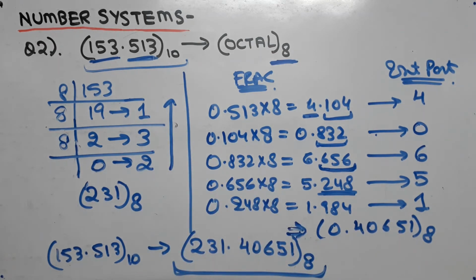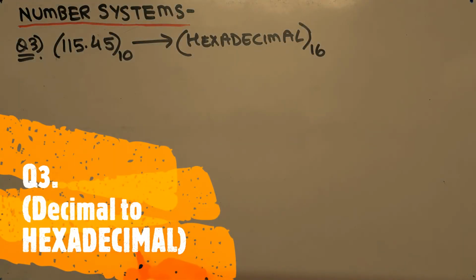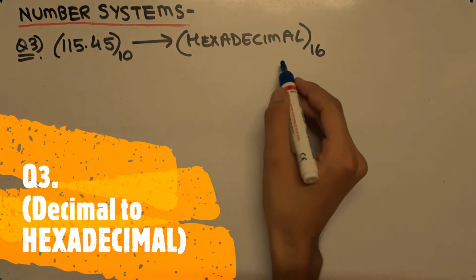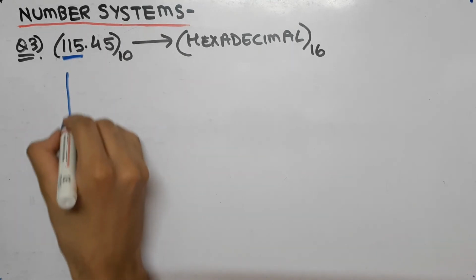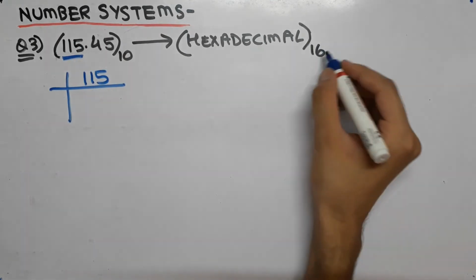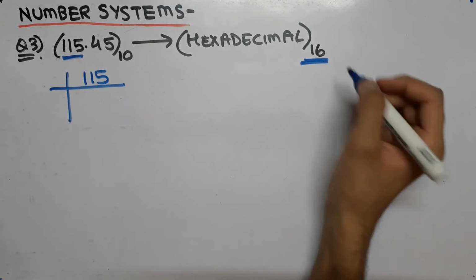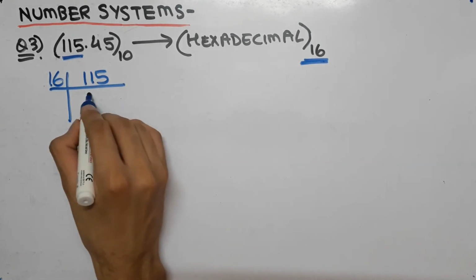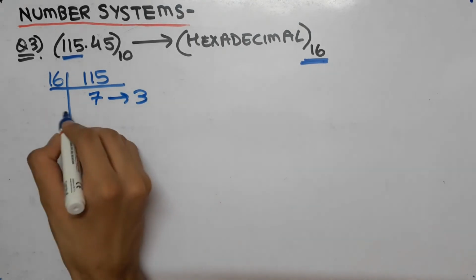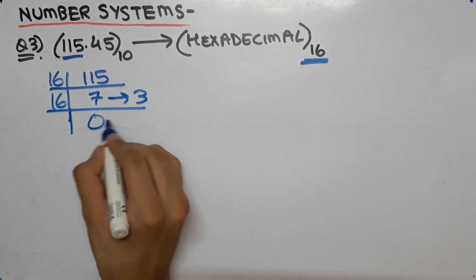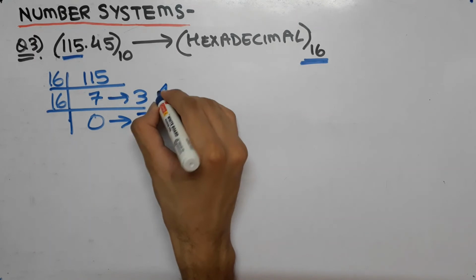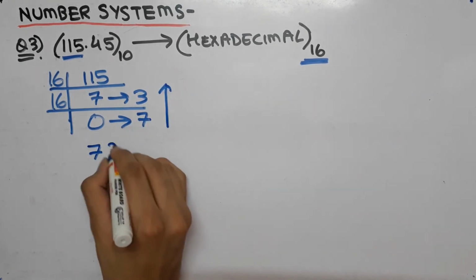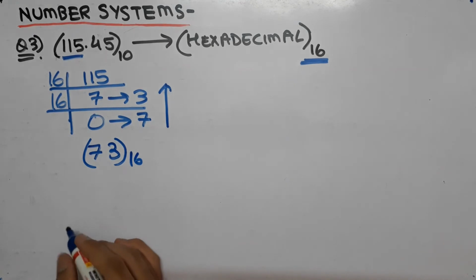Now in question number 3, we are going to convert a decimal number into its hexadecimal form. So first of all, we are going to take this integral part and divide it by 16. And we are dividing it by 16 because we want the answer to be in with base 16. So guys, on dividing it, you will get the quotient as 7 and remainder as 3. Similarly, we will get 0 over here as the quotient and the remainder as 7. And now we are going to write this from bottom to top. That is, we will write this as 73 with base 16.